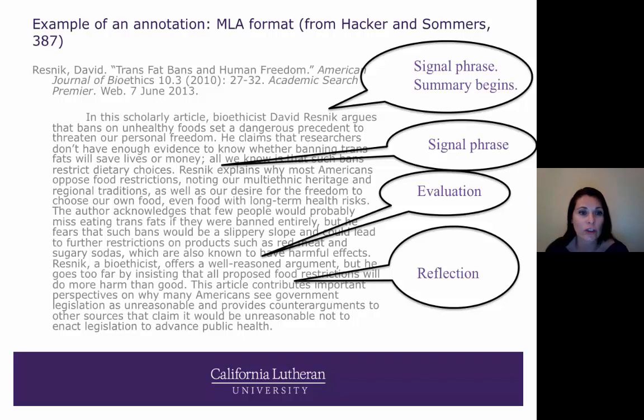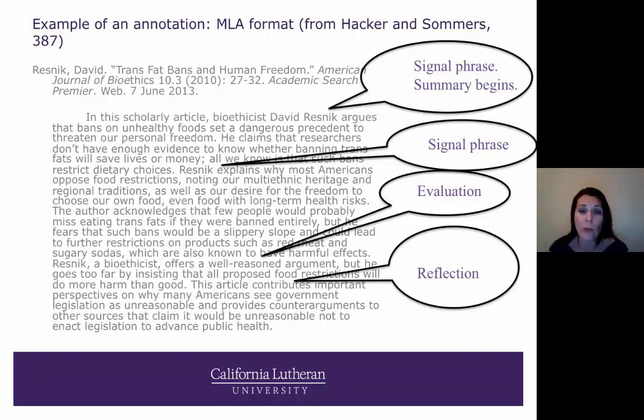He claims that researchers don't have enough evidence to know whether banning trans fats will save lives or money. All we know is that such bans restrict dietary choices. Our next sentence we know is continuing the summary because we have he as a pronoun to represent the author. Resnick explains, here again we have another very clear signal phrase, so that indicates to the reader that we're continuing with our summary, why most Americans oppose food restrictions, noting our multi-ethnic heritage and regional traditions, as well as our desire for freedom to choose your own foods, even food with long-term health risks.